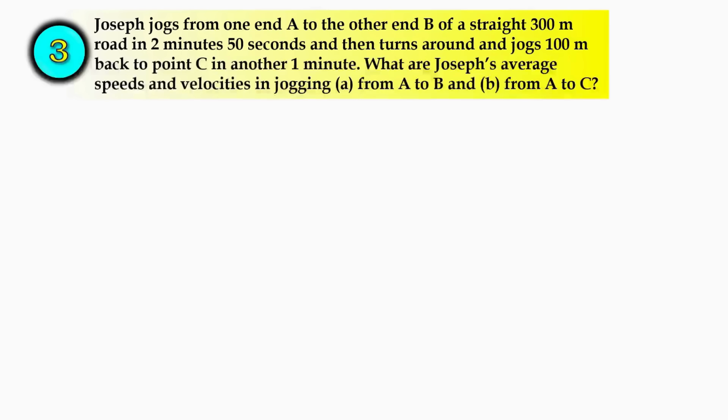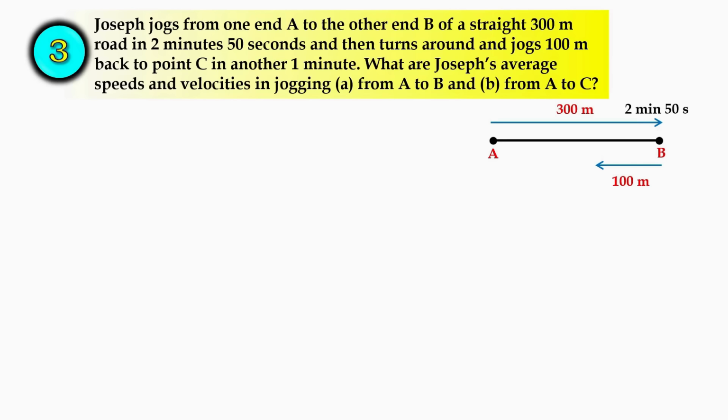Now let us solve the third numerical problem based on average speed and average velocity. Joseph jogs from point A to point B along a straight road of 300 meters. He takes 2 minutes 50 seconds to reach point B. After reaching point B, he turns around and jogs 100 meters back to point C. This return part takes 1 minute.